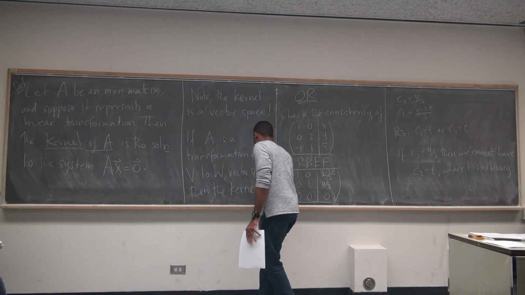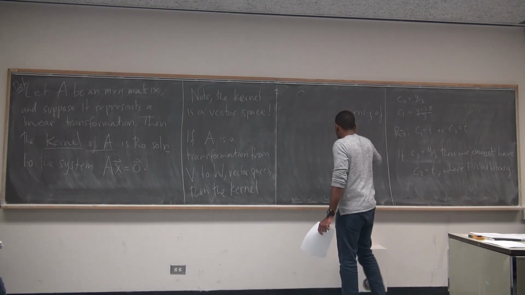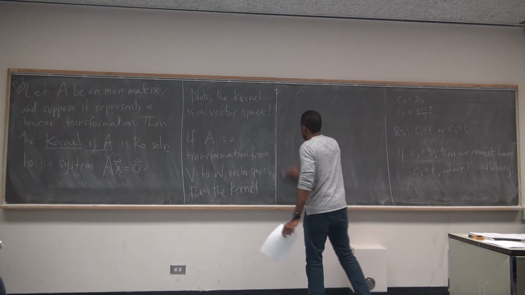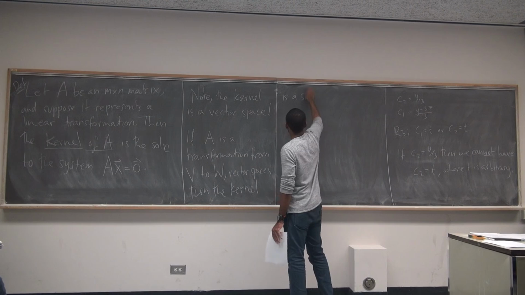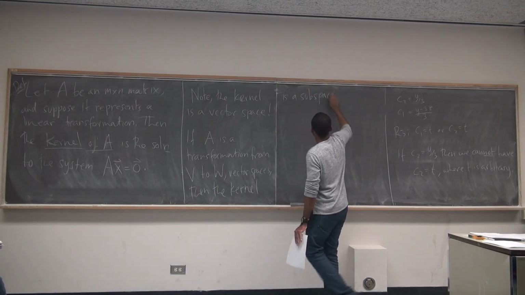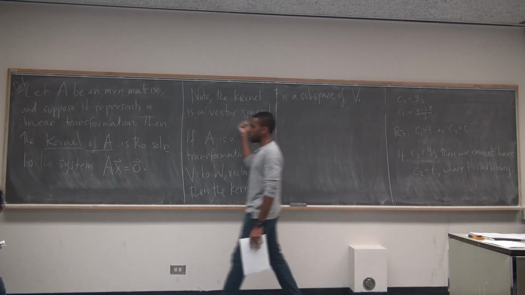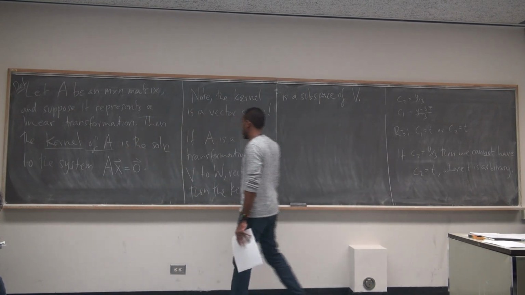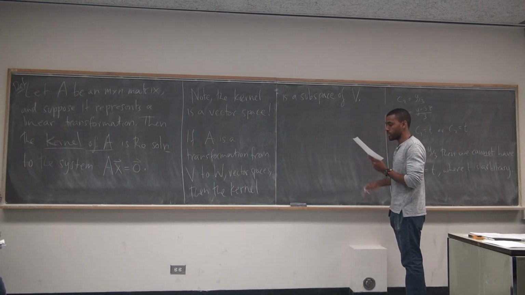I want to get a little bit more specific here. The kernel is actually a vector space. It's the set of all inputs that you can plug into the system that gives you a zero output. We call that the kernel, and it's a subspace of the input space.